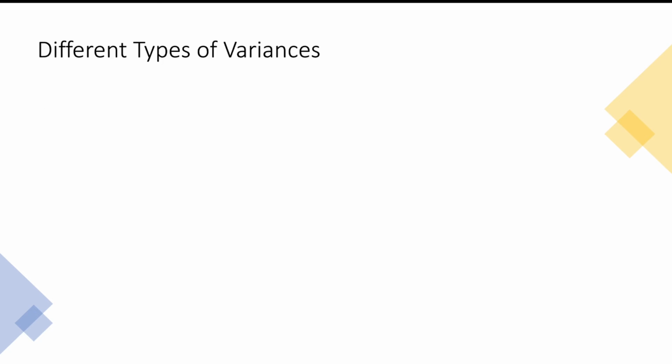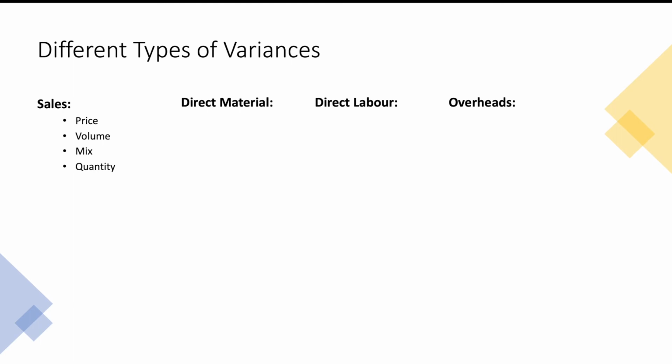Now come to the different types of variances. We're talking about the sales variance, direct material variance, direct labor variance, and overheads variance. These are the 4 types of variances. Number 1, sales: we have price variance, volume variance, mix, quantity, market share, and market size. Now come to direct material: there will be price variance and efficiency variance. In direct labor, there will be price variance and efficiency variance. The overheads are of 2 types, variable and fixed.